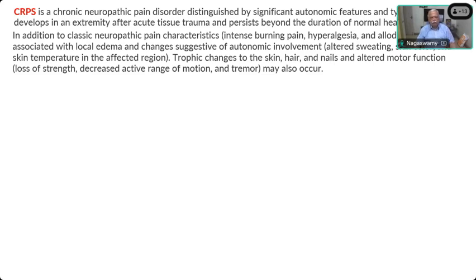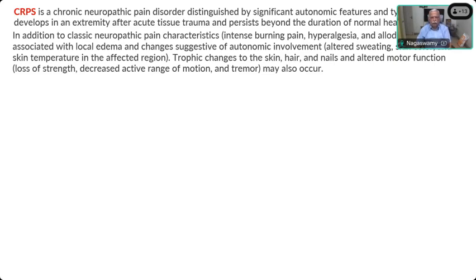Number one, it is a chronic neuropathic pain. Second, it is associated with autonomic features. Third, it usually develops in the extremity after a trauma. And fourth, it persists beyond the duration of normal healing. All these four points we have to give for its definition.